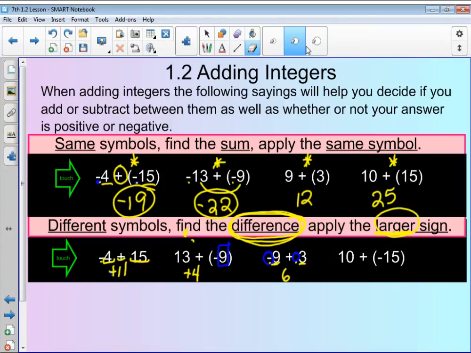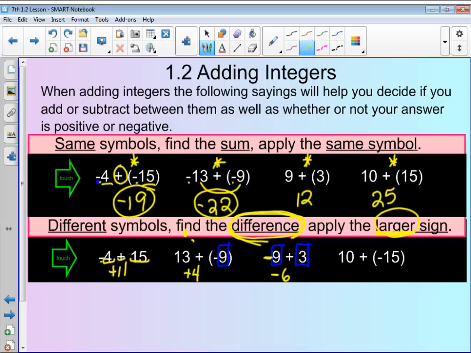Now I have to decide whether it's positive or negative. Different symbols, find the difference. So we just did that, which was 6. Apply the larger sign. So when I just compare 9 to 3, and yes, I forgot to change. When I compare 9 to 3, I would say 9 is a bigger number. Now, in front of that, we had a negative sign in front of that 9, which means our answer is going to have a negative sign. So our answer there is negative 6.